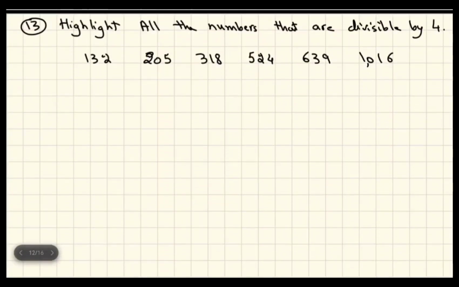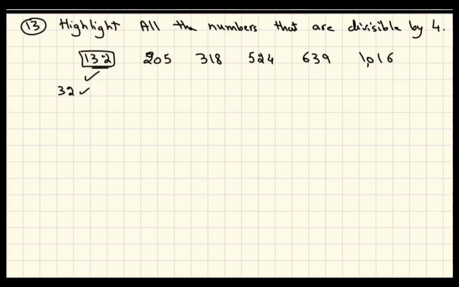Now, highlight all the numbers that are divisible by 4. We spoke about this. So now, directly, I will look at the last two digits. Is 32 divisible by 4? Yes, 4 times 8 is 32, so 32 is divisible by 4. It means the whole number is divisible by 4. So 32 is divisible by 4.